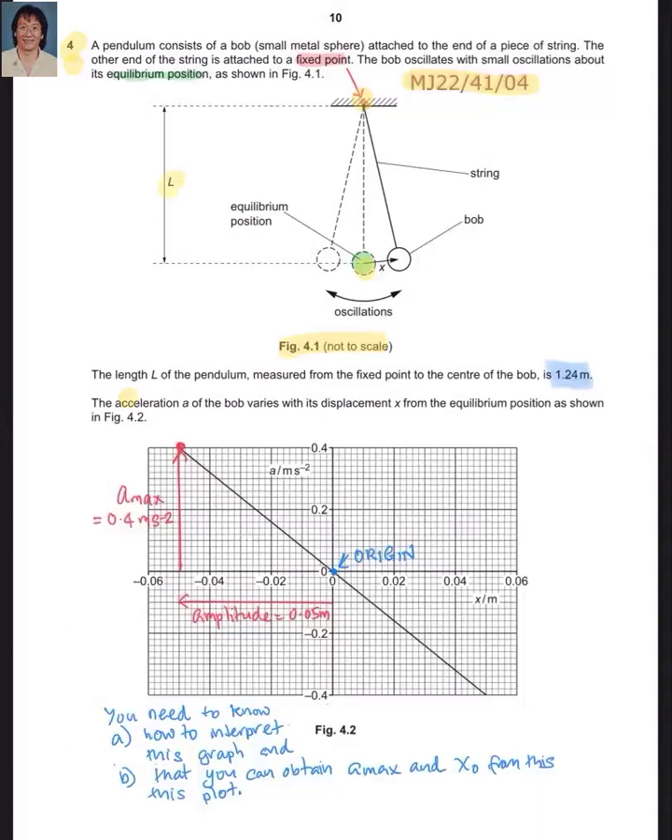The acceleration A of the bob changes with its displacement from the equilibrium position as shown in figure 4.2. The graph in figure 4.2 consists of a straight line with a negative gradient passing through the origin, which is this point here. You need to know how to interpret this graph, and also we can get the maximum acceleration Amax and the amplitude XO from the graph.